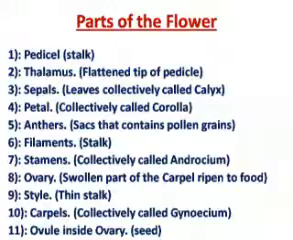Pedicel, as we discussed, from the lower bottom, start with the pedicel, and then the thalamus, which is the flattened tip of the pedicel, which provides base for the flower, and sepals are the green leaves, and collectively they are called calyx. Petals are the colorful leaves, and collectively they are called corolla, and insects are attracted to petals or corolla.